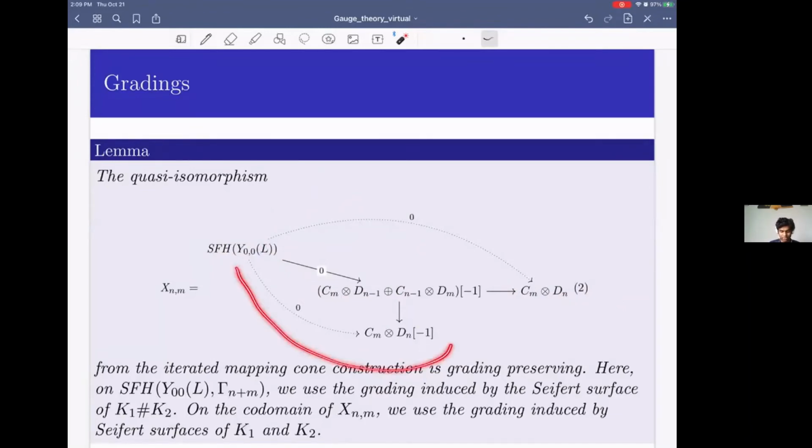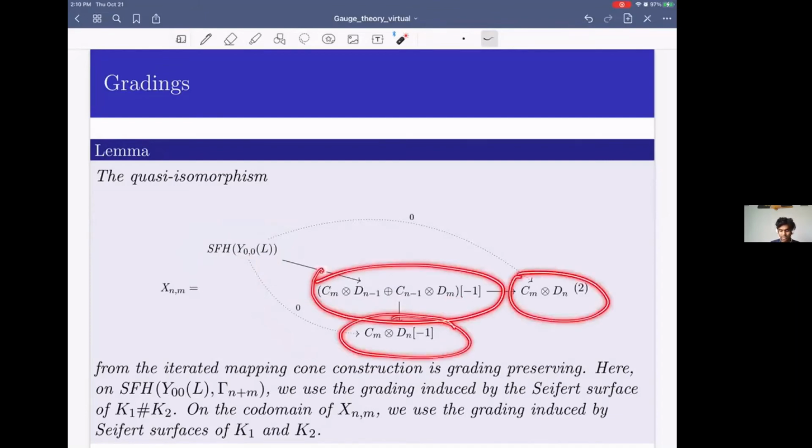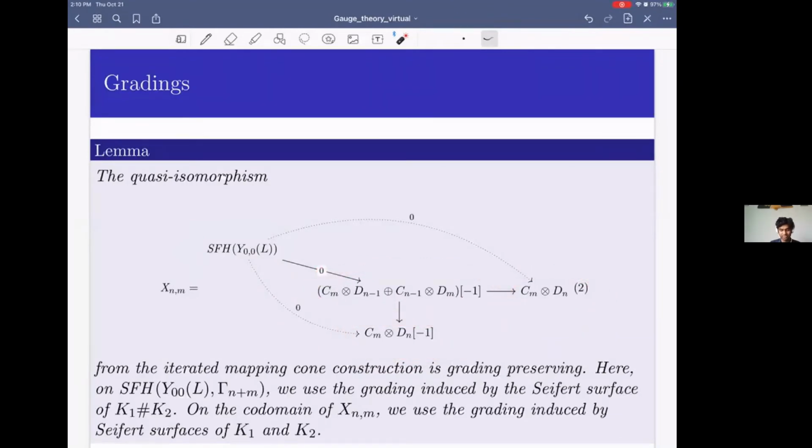So what we do from this point is we prove that this quasi-isomorphism is grading preserving. In sutured Floer homology, you can use any properly embedded admissible surface to define an Alexander grading. On the left we have an Alexander grading, and in each of these gadgets, which are basically the knot complement with some slope, you can also use a Seifert surface for the knot K1 and a Seifert surface for the knot K2 to define an Alexander grading in all of this piece. And we prove that these maps are grading preserving.